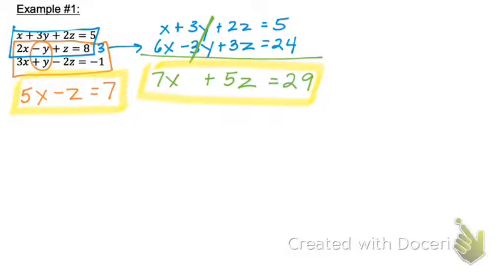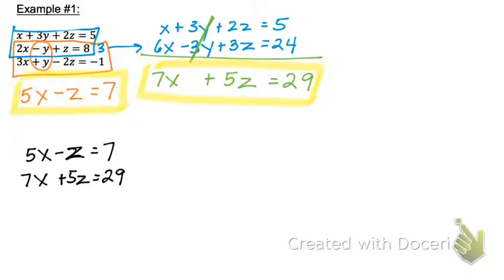So I'm just going to rewrite my 2 equations that I have. I've got 5x minus z equals 7, and I have 7x plus 5z equals 29. I can solve by substitution, or I can solve by elimination.